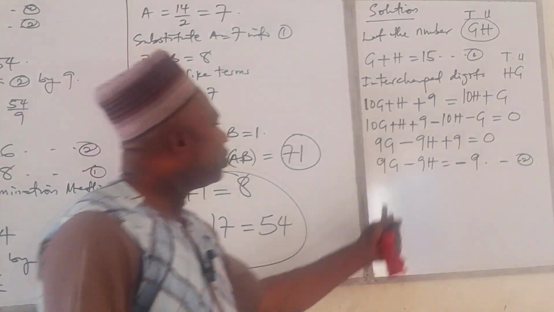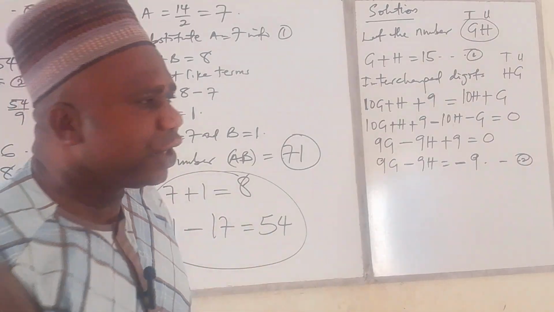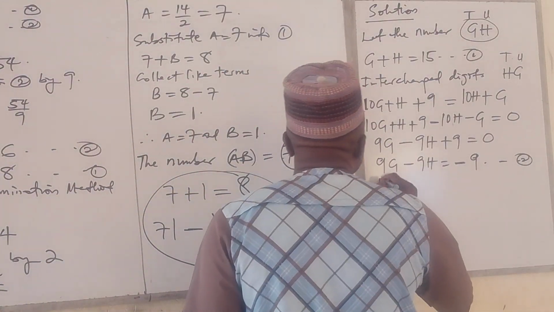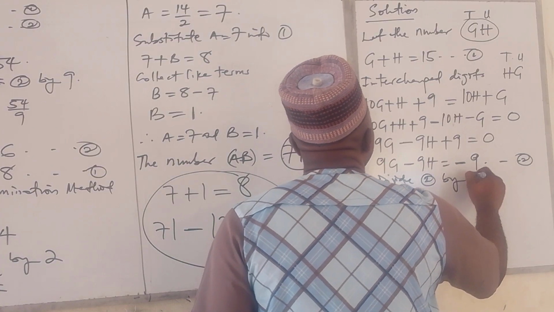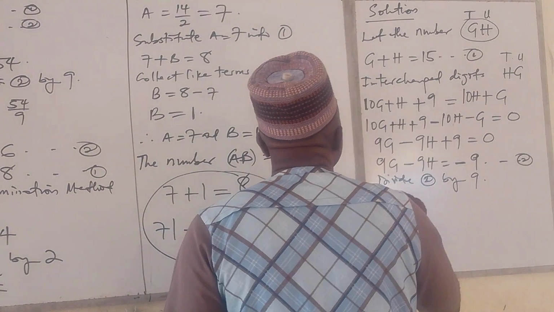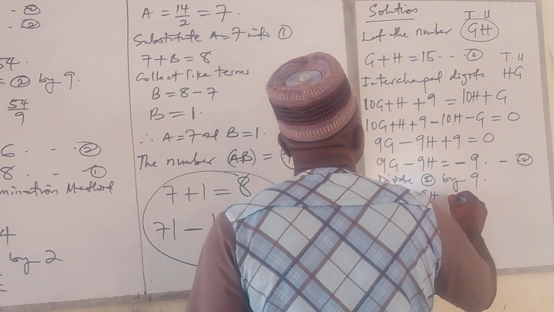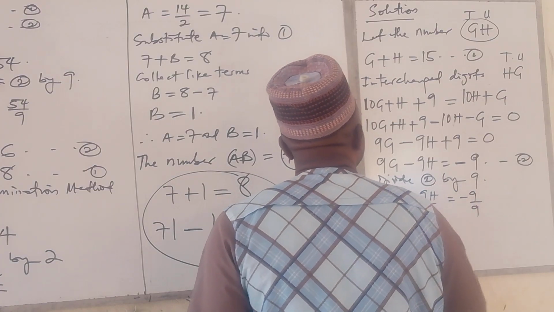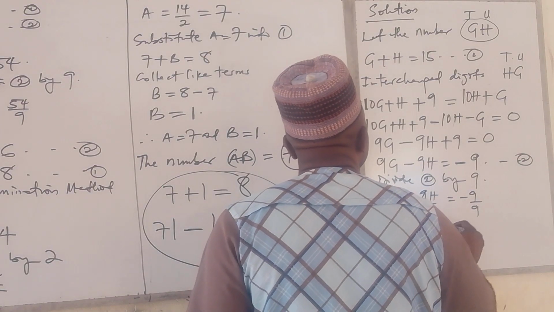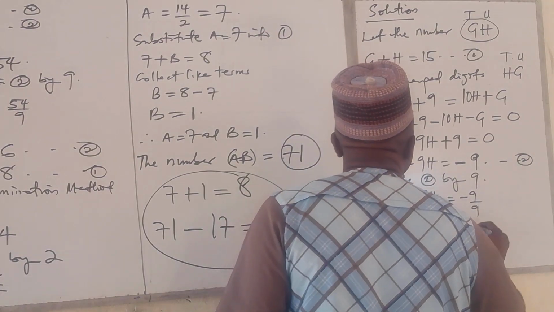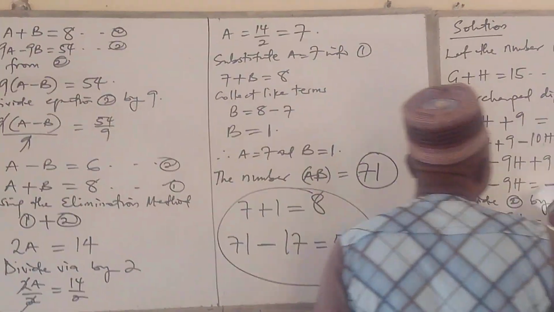So if you look at this equation 2 very closely, you discover that 9 is actually common. So now I want us to divide through by 9 to reduce the value. Divide equation 2 by 9. We have 9G over 9 minus 9H over 9 is equal to minus 9 over 9. So we are left with G minus H is equal to minus 9 divided by 9, which is minus 1. We can still call this equation 2 because we actually reduced the values.